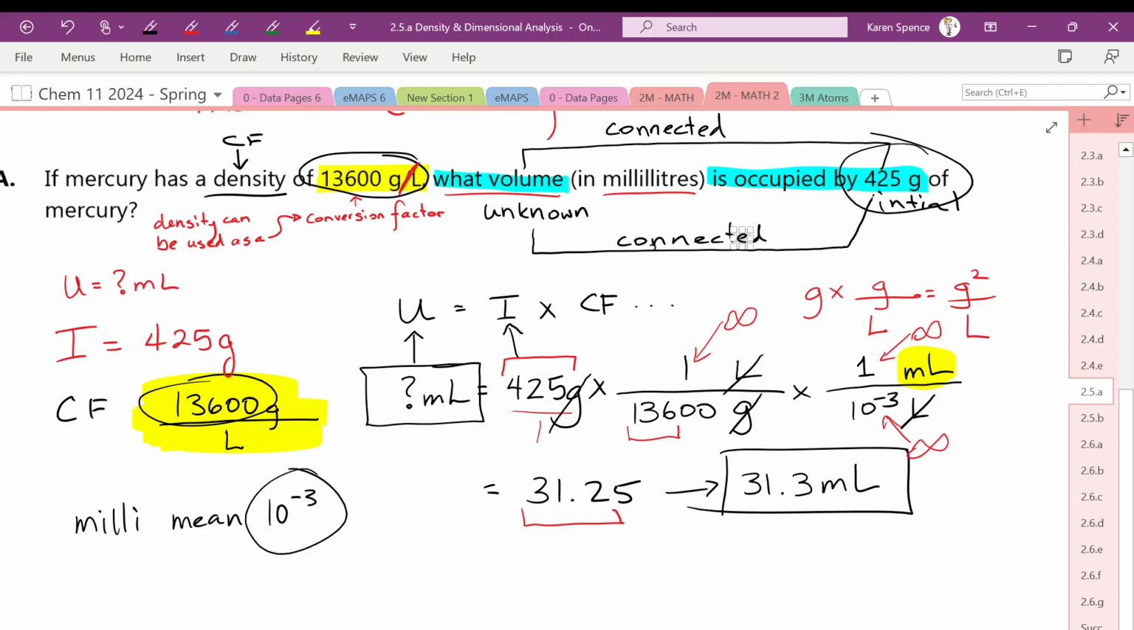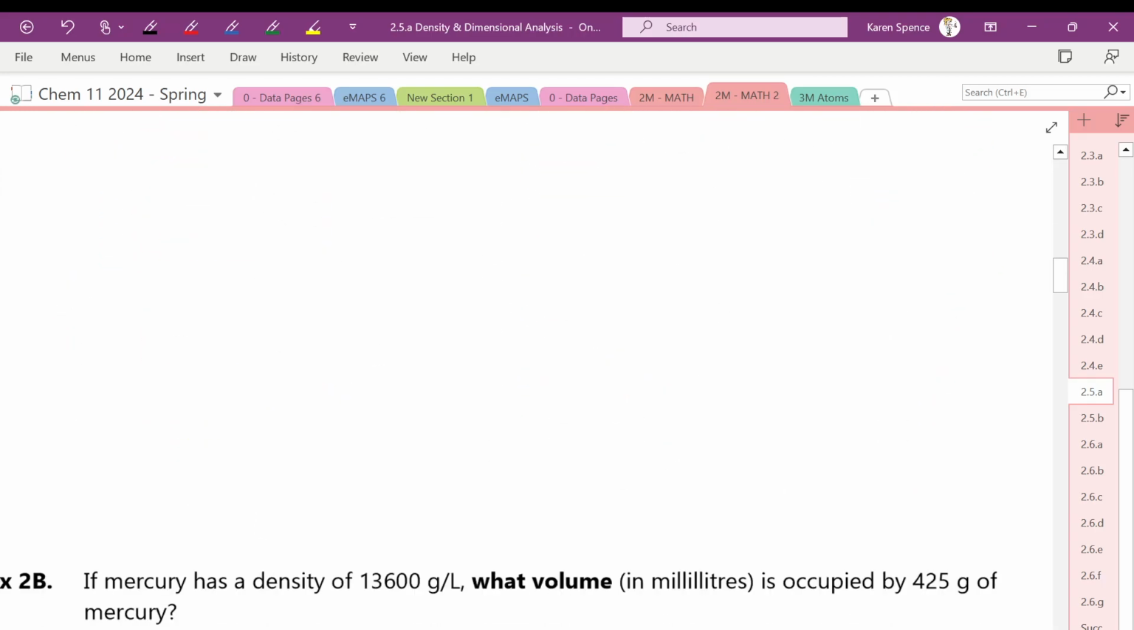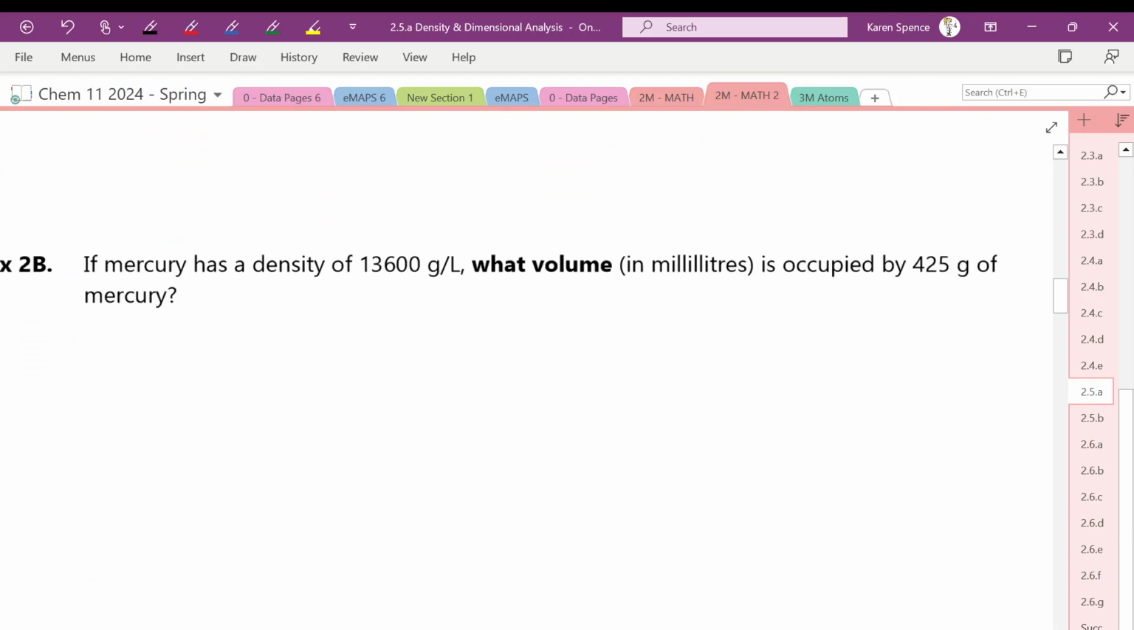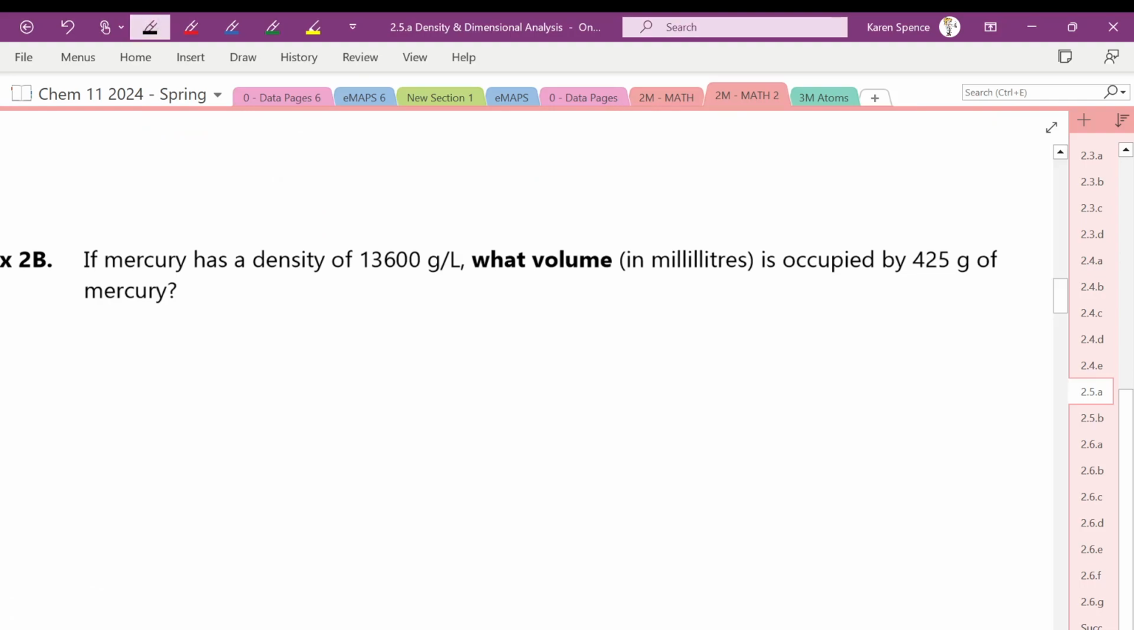So feel free to use density as a conversion factor. However, should you prefer to use the density formula, this is what you would need to show for your work. So don't just think, oh, I can do the density formula, I can just fling things together, don't have to worry about units, life is good. That sounds much easier. No. If you're using the density formula, you still need to write your unknown. What volume?